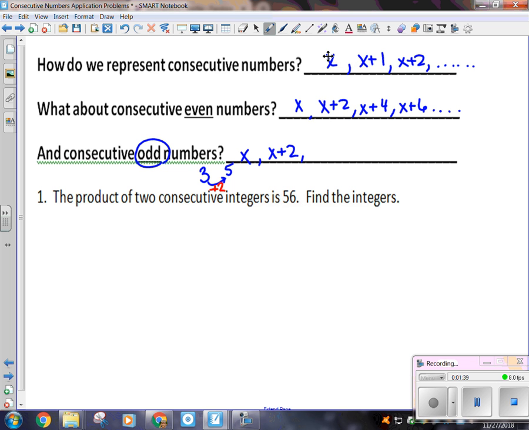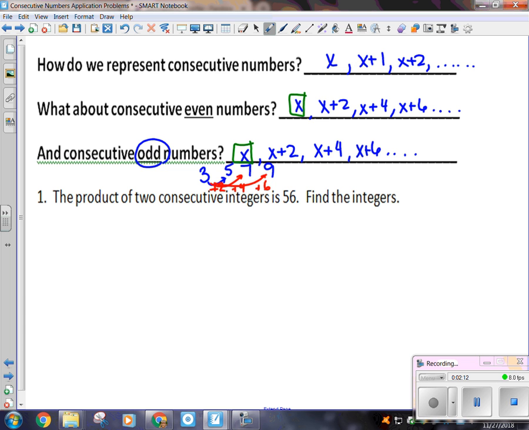The next number after that would be 7. Okay. Next number after that would be 9. Well, from 3, I would have to add 4 to get to 7, and from 3, I would have to add 6 to get to 9. So it only matters what number you start with. So if I start with an odd or even number, and I add 2, I'm going to end up with another odd or another even number. So the setup for odd and even numbers is x and x plus 2.